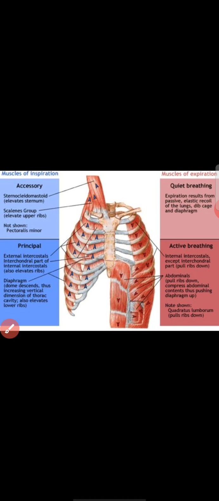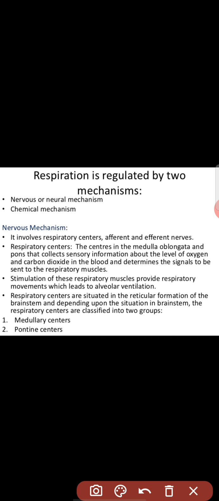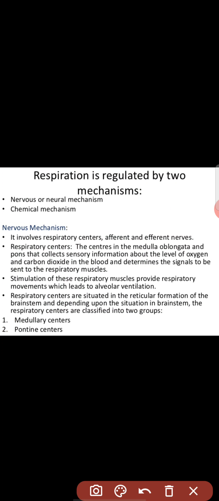Next we will study how your respiration is regulated. Respiration is regulated in two forms. One is known as the neural mechanism, another is known as the chemical mechanism. We can say nervous system control and chemical control. First we study the nervous mechanism. What is the nervous system mechanism? Your nervous system has the respiratory center in the medulla oblongata and pons.